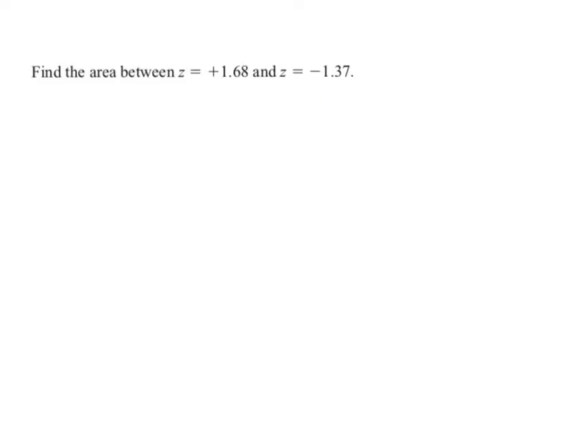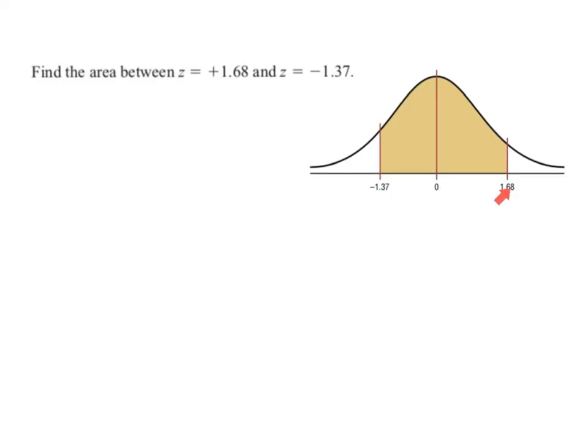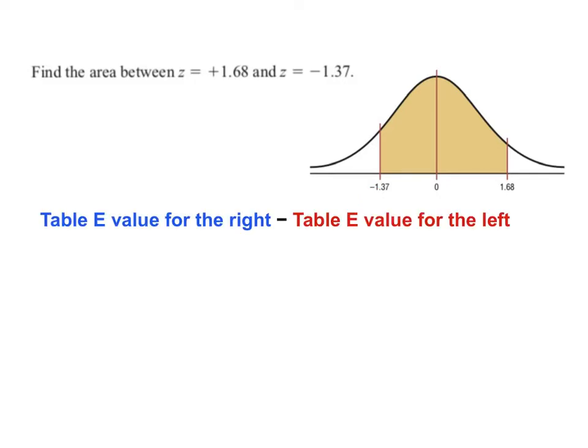Again, here is what it would look like on a graph. I'm going to find the table E value for this, and the table E value for that, and you're going to subtract them: the table E value for this minus the table E value for that. So go ahead and do that. I'm taking the table E value for the right, meaning the one further right, and the table E value for the left, and you're going to subtract them.